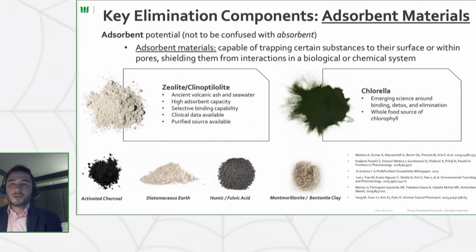Adsorbent compounds, adsorbent materials, some of the most common ones: activated charcoal, diatomaceous earth. I've heard a lot lately about humic and fulvic acid, these activated carbons coming from very recent fermented soils, and then also bentonite clays. Each of these is a different flavor of adsorbent material. They provide a little bit different activity, each of them, but not all of them work very well as a supplement. Certain ones have some differences and some potential problems that make them difficult to work with.